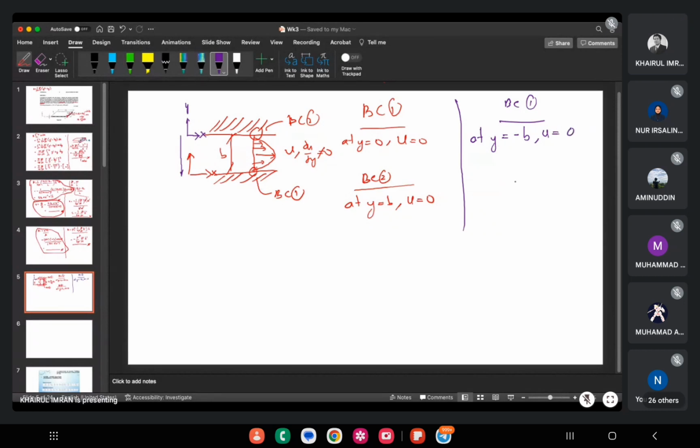Okay. So what is BC2 now? Now BC2 is at the top. BC2 is at the top, only we do the purple color, the origin of this XY. So BC2 now will be at Y equals to 0, because Y is positioned in this way, at the top plate is the origin. So at that position Y equals to zero. So U is still equal to zero.